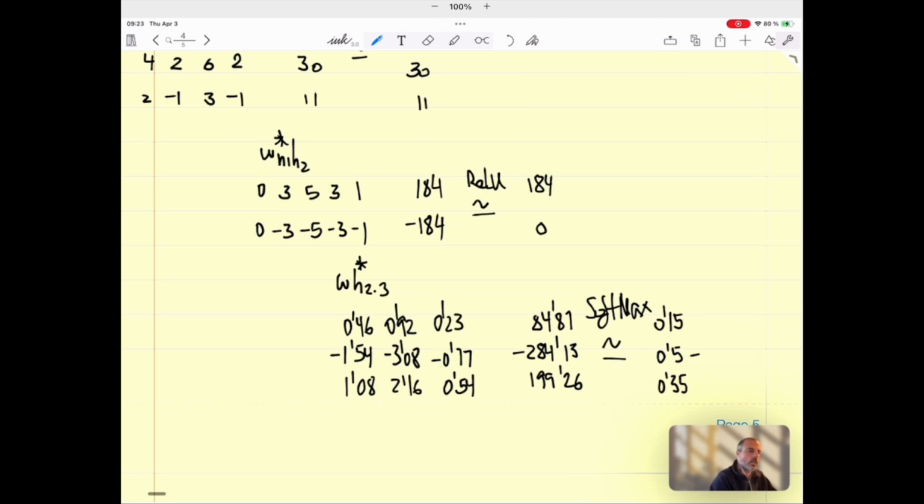We subtract the new weights, and what we get is 0.15, minus 0.5, 0.35, which is our new error 3. And then we do the back propagation again, back and forth, and then it's just forever and ever.